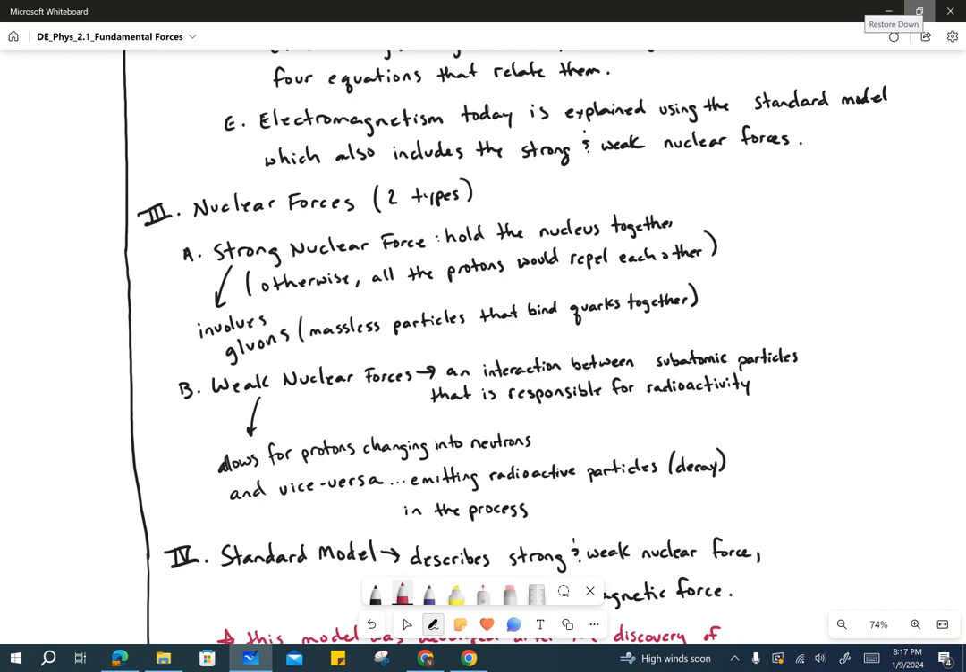Well, radioactivity is a result of these weak nuclear forces, okay, allowing for protons to morph or change into neutrons, and vice versa. Neutrons can morph and change into protons. When they do this, they're going to emit radioactive decay. Okay, so radioactive decay is related to your weak nuclear forces.